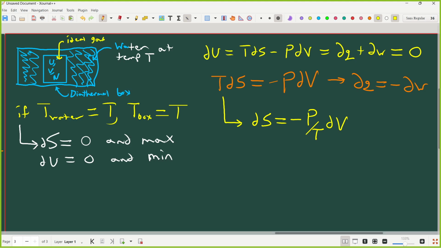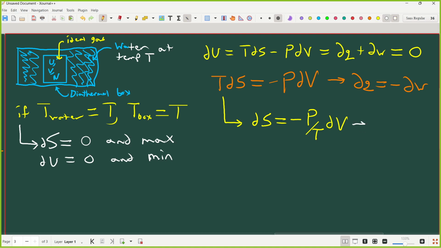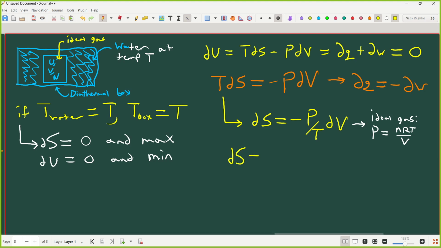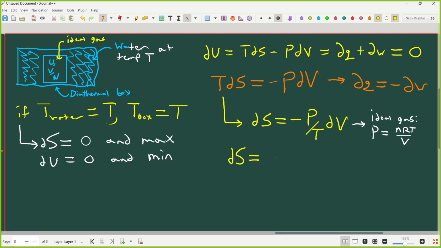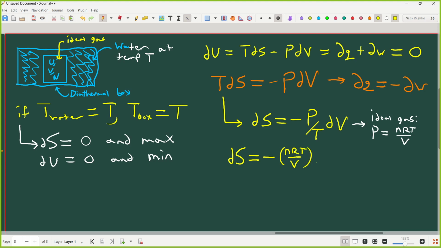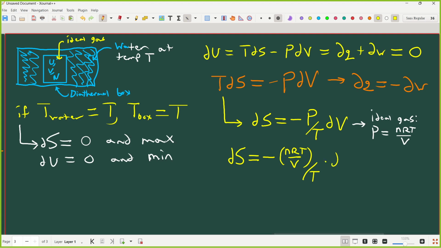Ideal gas. So with the ideal gas law, we can write pressure in terms of volume. P is equal to nRT over V. All right, so let's plug it in. So we have minus nRT over V divided by T times the change in volume.